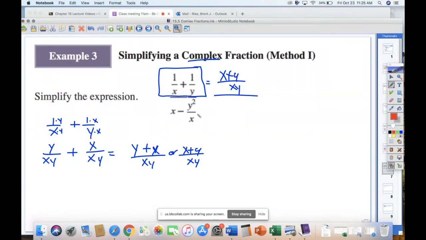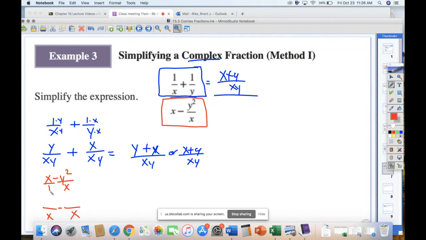That's one piece. The other piece, x minus y squared over x. I have all the skills to do this. I'm going to make x a fraction by putting it over 1. X over 1 minus y squared over x. What's the common denominator between 1 and x? It's just x. I'm going to keep this minus sign.